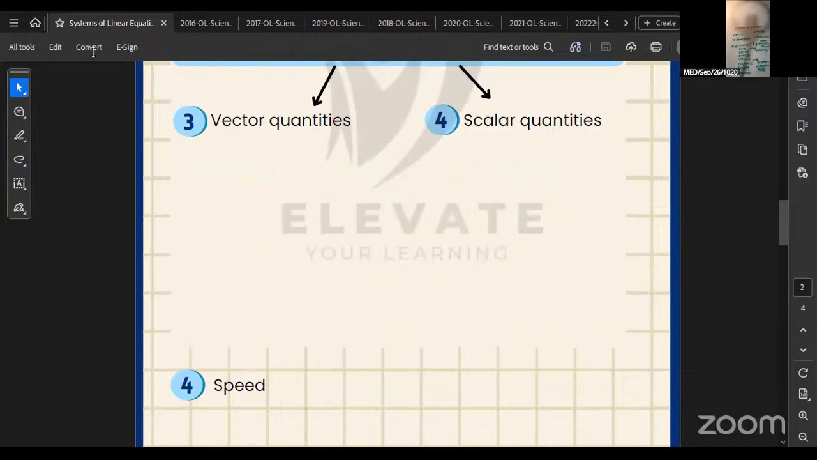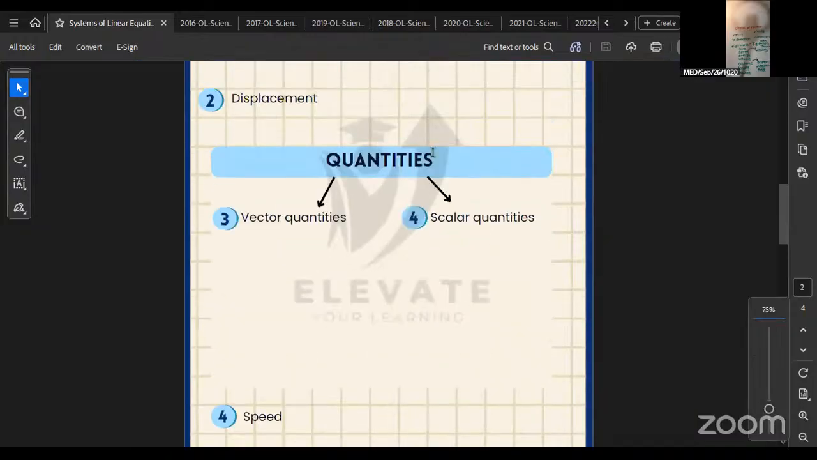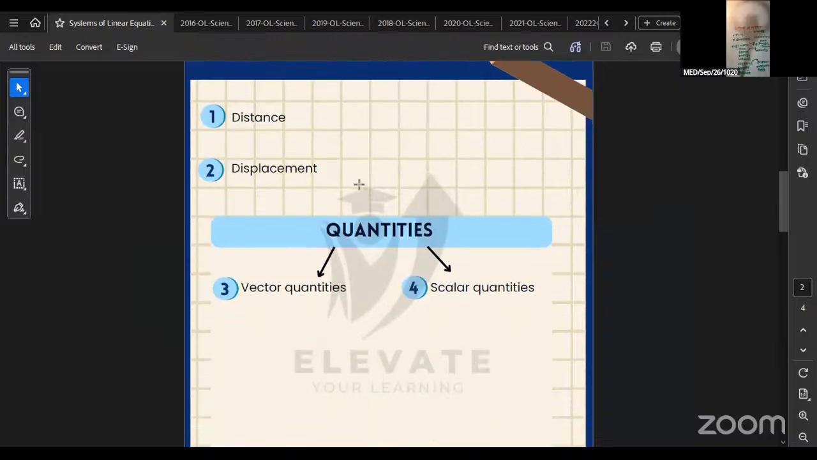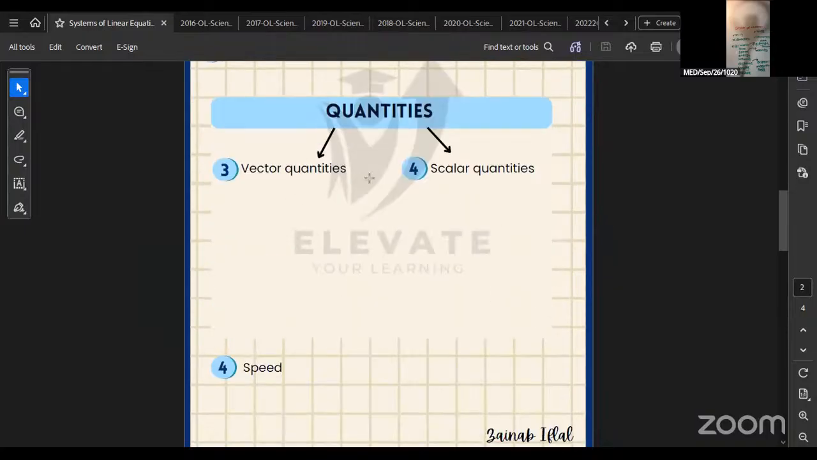Yeah, so this is the one. Quantities, right? So I did not start with distance and displacement yet. I just took that as an example for scalar and vector. So you don't have to write anything here. If you all don't have the tute, don't worry. Just take a full sheet and just draw this, right?